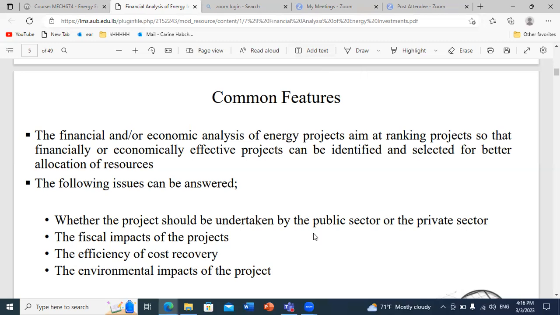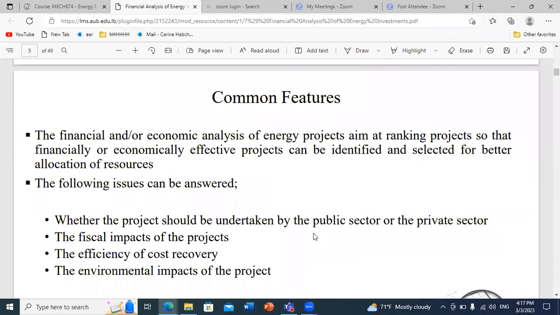So in the majority of countries, in general, the electricity sector is undertaken by the public sector, because we need very large investments and we have a very long time for the project, etc. But also in some cases, especially where we have a lot of corruption, and in non-developed countries or countries that are suffering from economic crisis, it might be better to go to the private sector. Another important aspect is the fiscal impacts of the project.